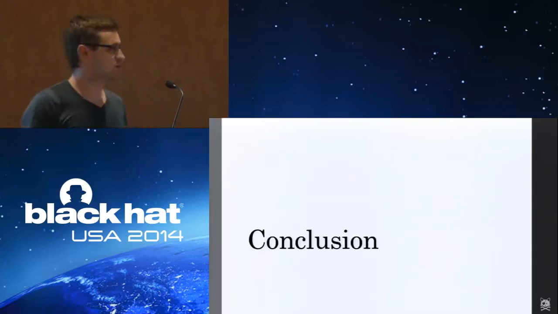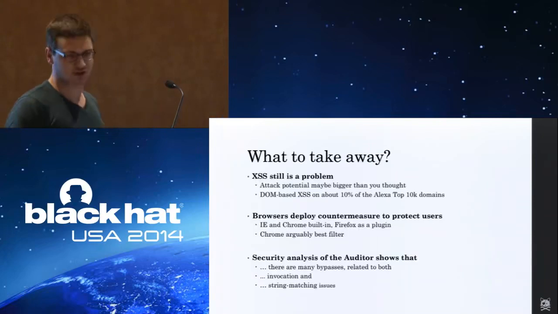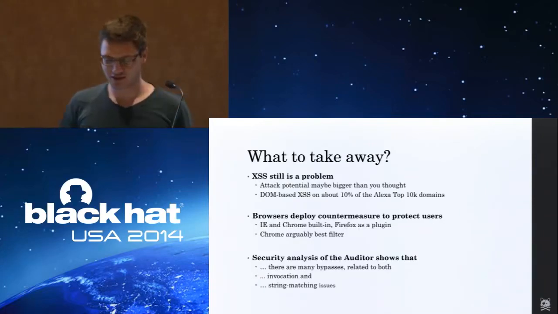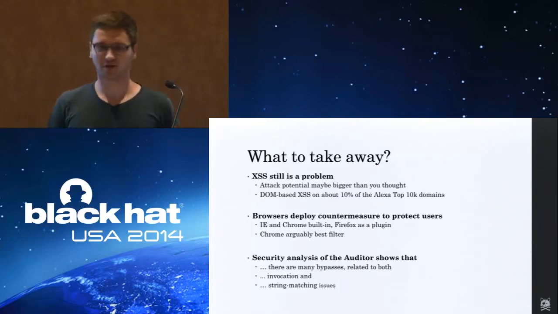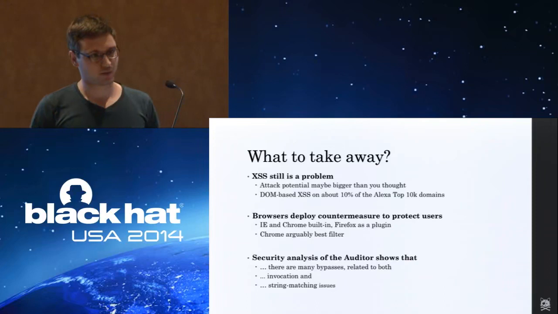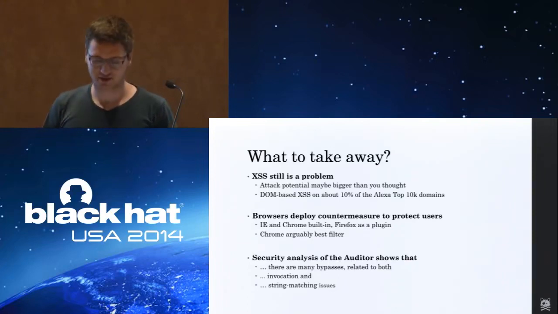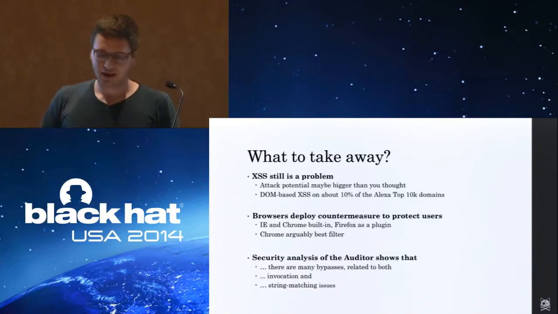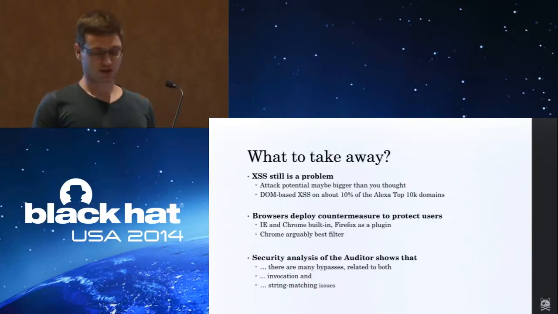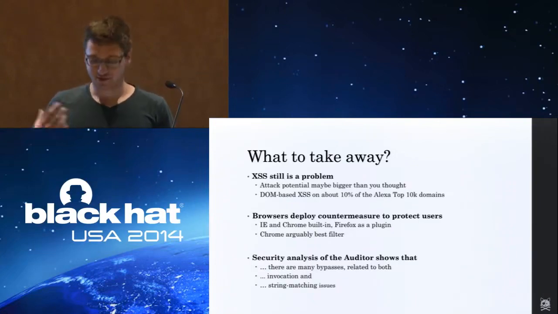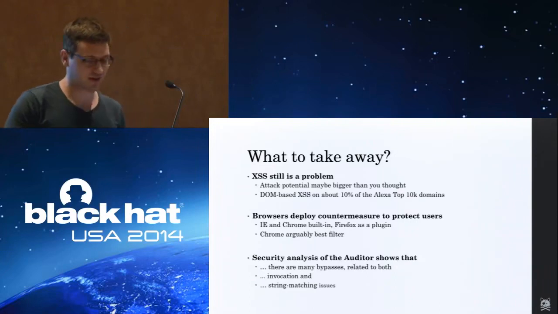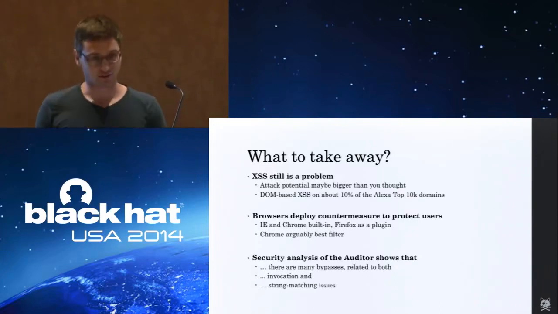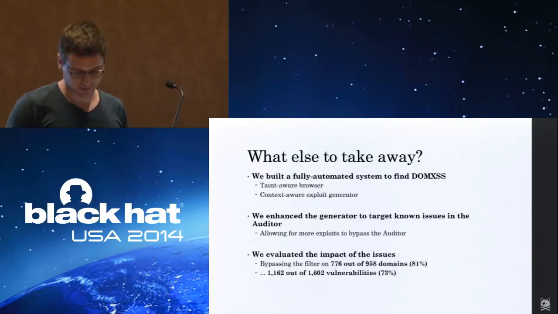Which leads me now to the conclusion. So what should you take away? Cross-site scripting is still a big problem, especially DOM-based cross-site scripting, which appears to be not that well understood compared to reflected XSS, so server-side reflected XSS. And we found DOM XSS on about 10% of the Alexa top 10K. Browsers do deploy countermeasures, and Chrome arguably has the best filter out there, and there are several publications that make that point. But the security analysis of the auditor has shown that there are many bypasses, which are related both to invocation of the auditor and to the string matching issues that I just discussed with you.